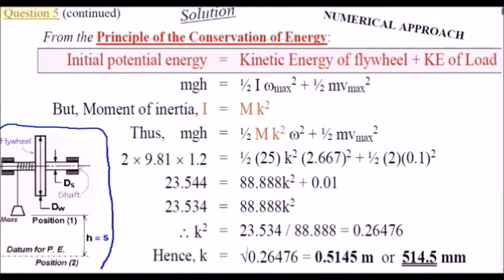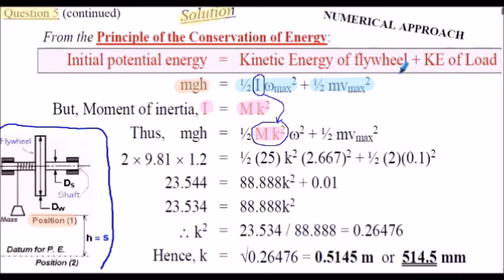Question 5, solution continued. So returning to our energy balance, on the left hand side at position 1 we have our mgh, potential energy of the mass on the hanger. On the right hand side we have our kinetic energy terms for the flywheel and for the hanger mass. Notice from our previous work that moment of inertia I is equal to mk squared, so I'm just replacing the I in our energy balance with the mk squared because we're trying to find the radius of gyration. So in other words, replacing I here with the mk squared here.